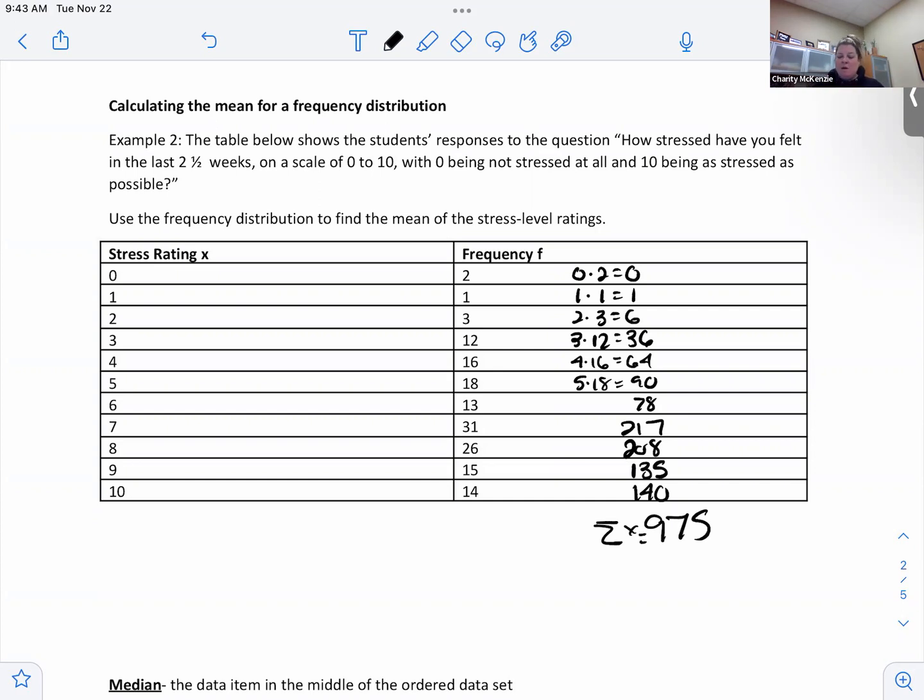Okay. How many total numbers are there? This is your frequency. So add these up as well. So 2 plus 1 plus 3 plus 12 plus 16 plus 18 plus 13 plus 31 plus 26 plus 15 plus 14. I got 151. So the frequency is 151. So there had to have been 151 numbers. That's why I wasn't going to write them all out, right?